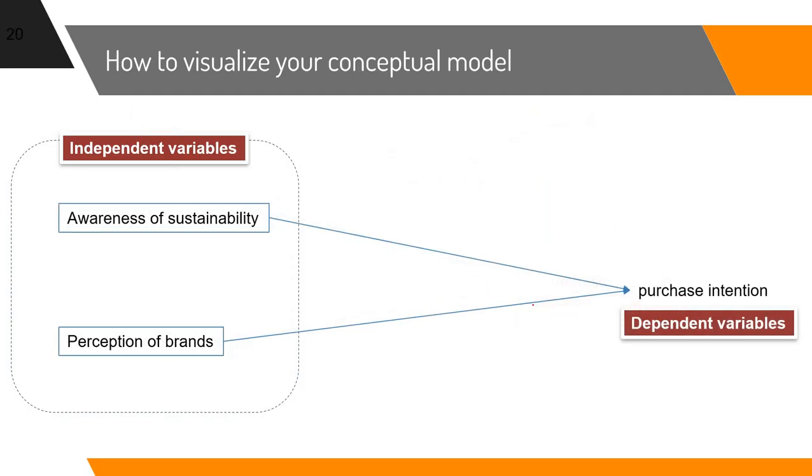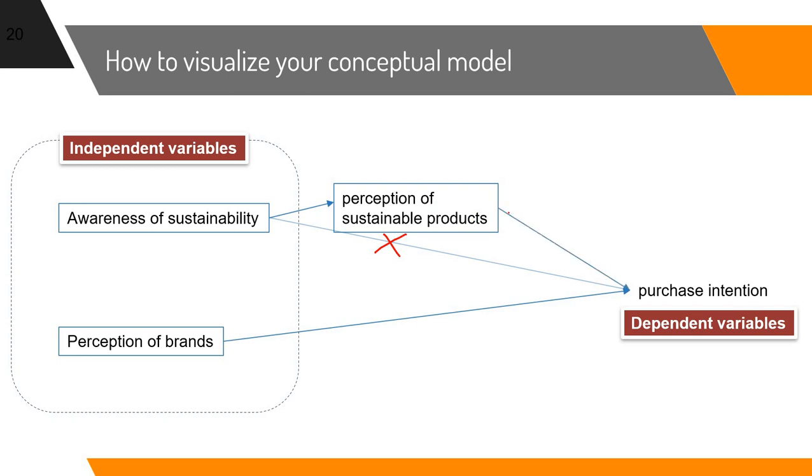And besides that, it could also happen like this. Awareness of sustainability is not significantly related with purchase intention. But we find there is another variable, perception of sustainable products. The awareness of sustainability is related significantly with perception of sustainable products, while this one is further related with purchase intention. And in this case, we call this variable a mediator.